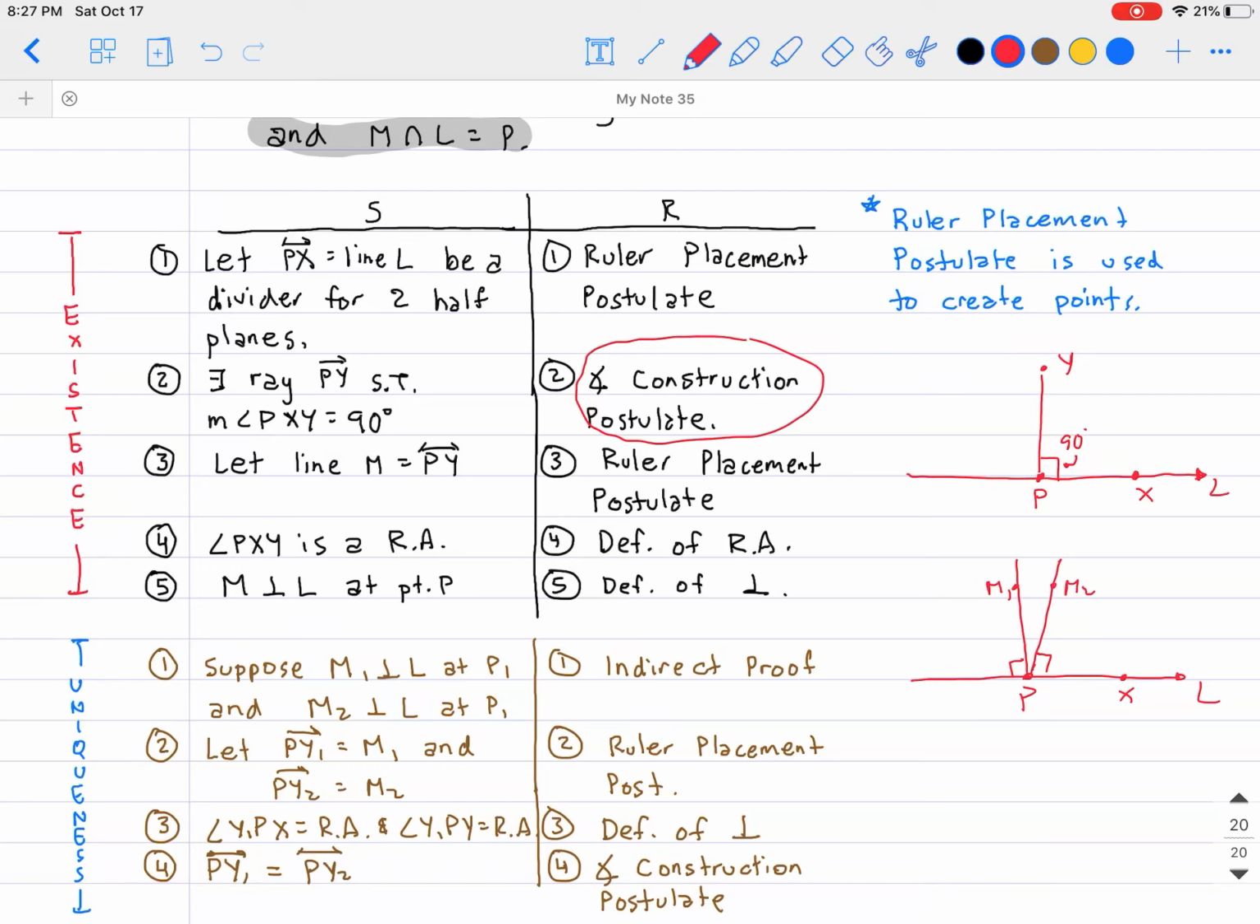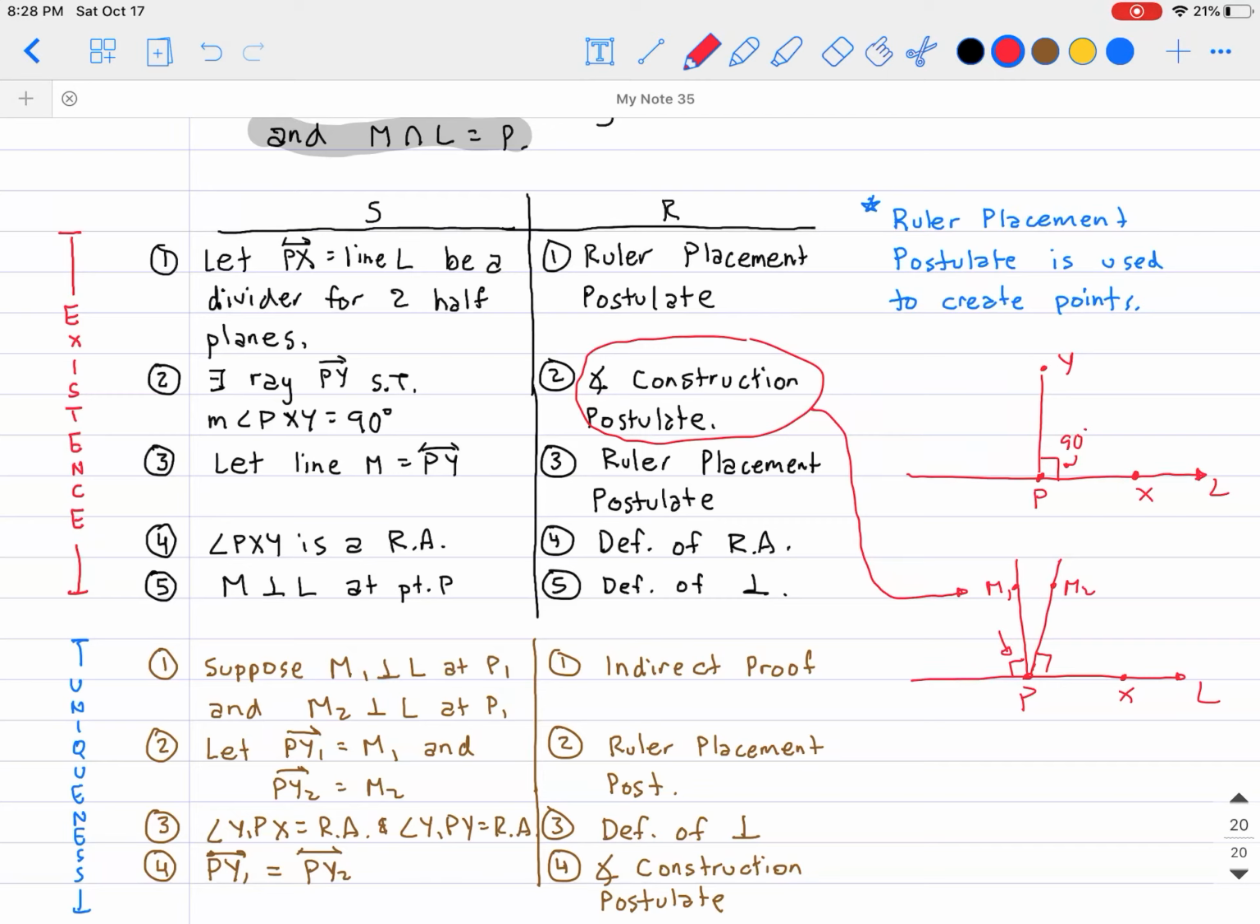We still are going to preserve that point X on the side. Let's call this over here M1, and let's call this over here M2. Now, needless to say, that looks really ridiculous, because you should be able to recognize that those two lines are going to be the same thing.